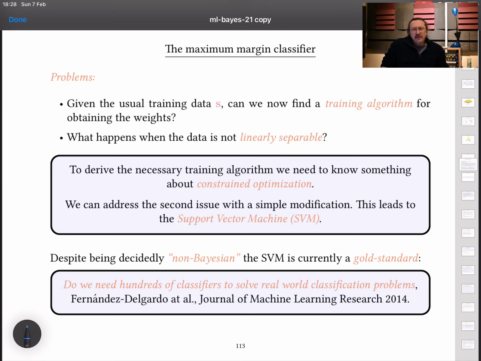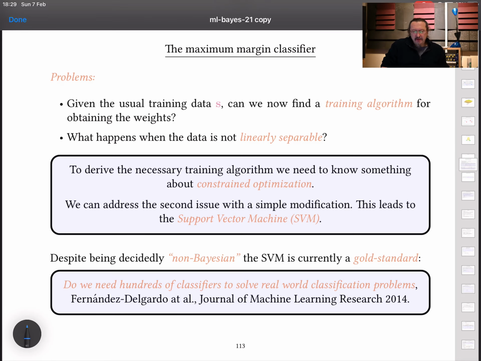What we want to know is, if we have some training data for a two-class classification problem, can we come up with an algorithm that finds that maximum margin classifier? The other question is, what happens if, even when we go into the extended space, the data isn't linearly separable? Well, we're going to look at both of these things.